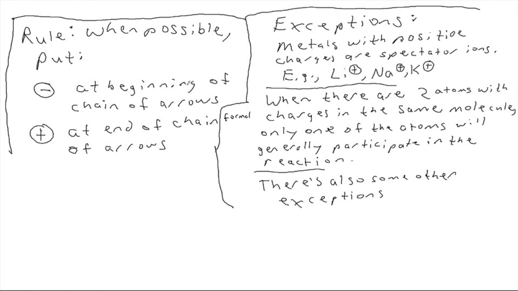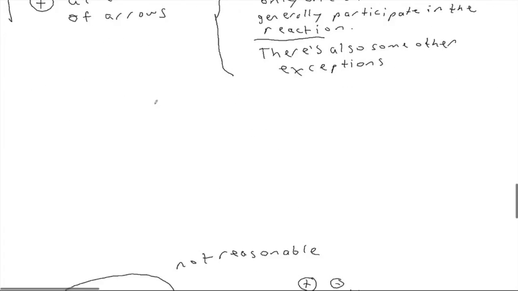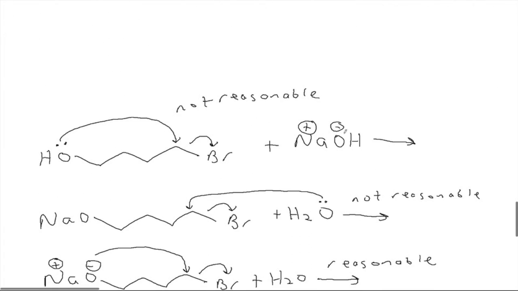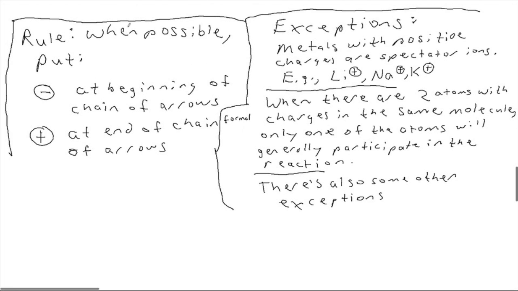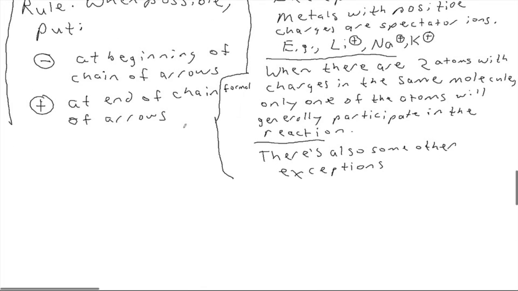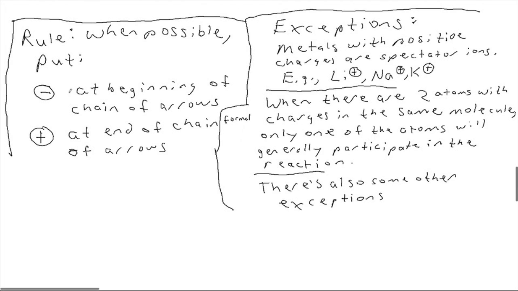And notice this has some implications that might not be obvious. For example, one implication is you should use the atoms with charges. This is not reasonable because it's not using this atom with the charge. So one of the implications here is use the atoms that have charges in the reaction, unless they're these spectator ions. And then another implication here that might not be obvious is don't put charges in the middle of the arrows. You want them to go at the beginning and at the end.